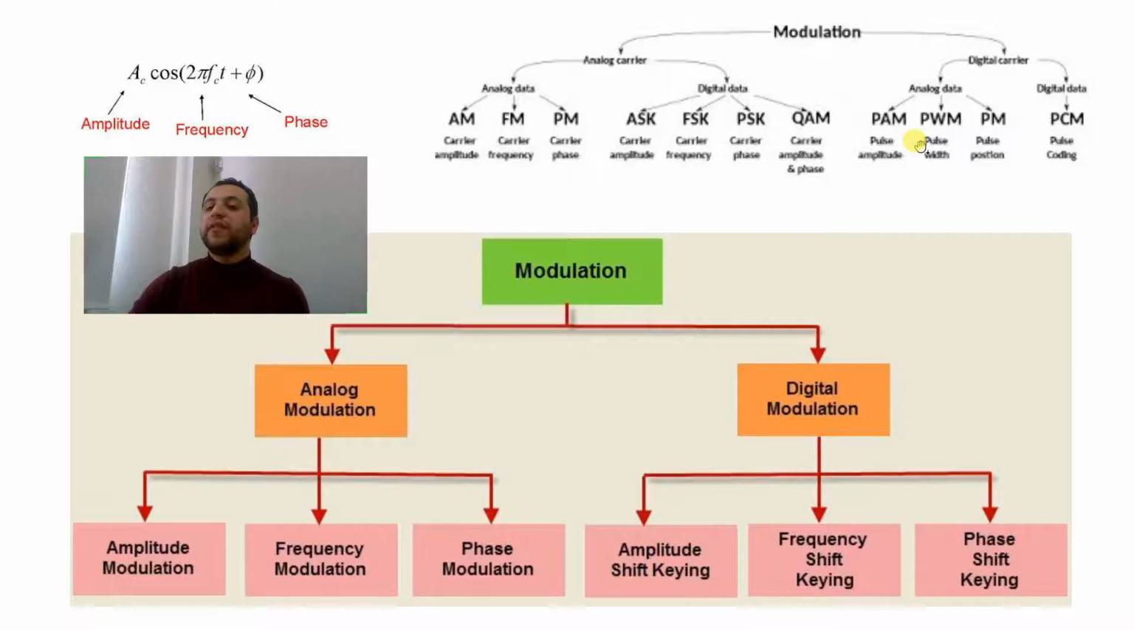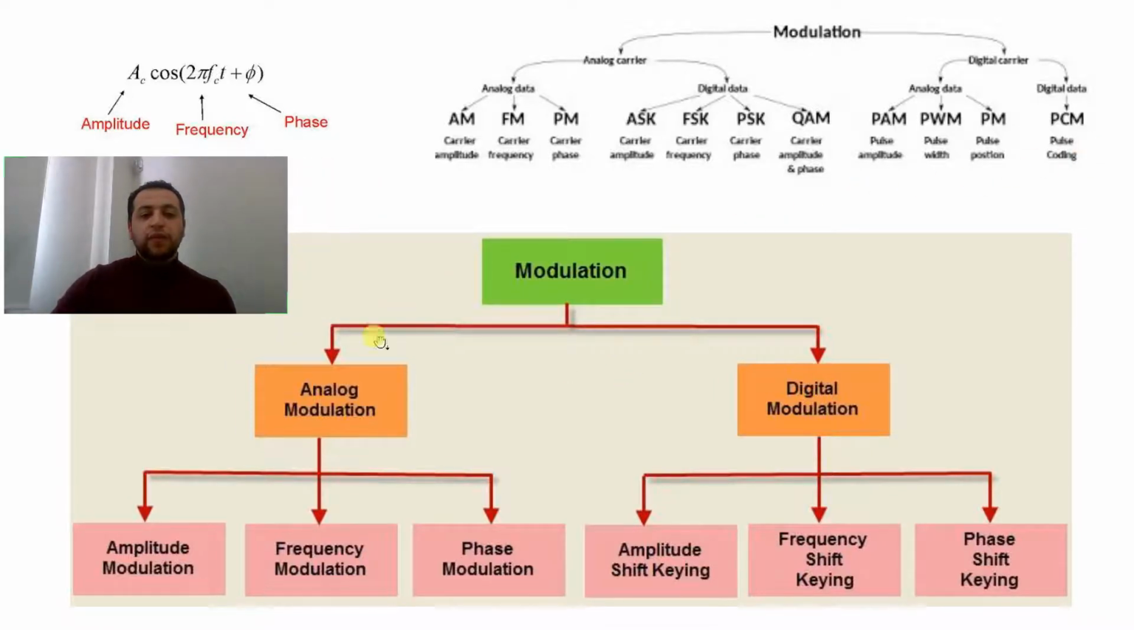Now, also we have digital carriers. In this case, we might have analog data like pulse amplitude modulation, pulse width modulation, pulse position modulation. And those we also call analog modulation schemes because they use analog data. And PCM, we call it digital because the carrier is digital and the data is digital. So modulation schemes can be classified as analog and digital.